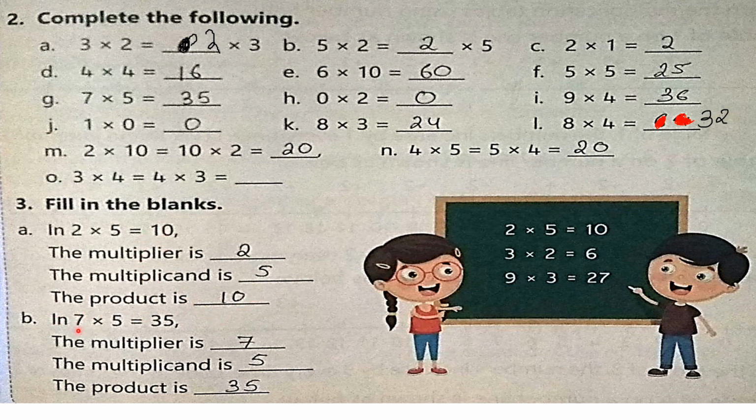Now number B. So 7 multiplied by 5 is equal to 35. So the multiplier is the first number 7, the multiplicand is 5 and the product is 35. So in this way we will write this question. Got it, children? So as you can see here, this 2 is multiplier and 5 is multiplicand and this 10 is product, because the first number is known as multiplier, the second number is known as multiplicand and the answer is known as product.